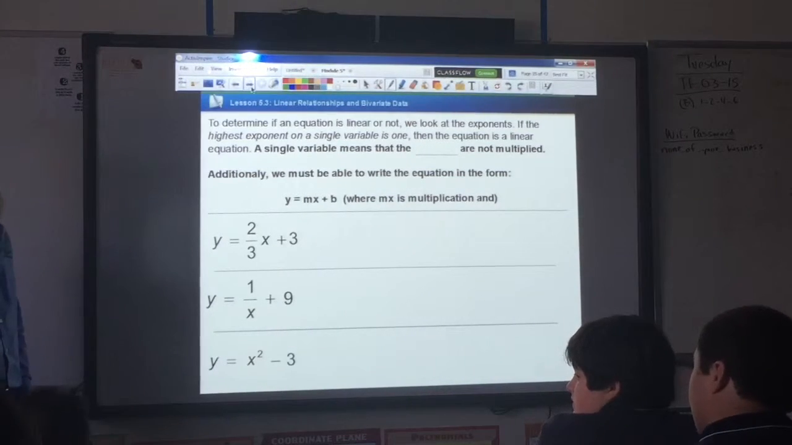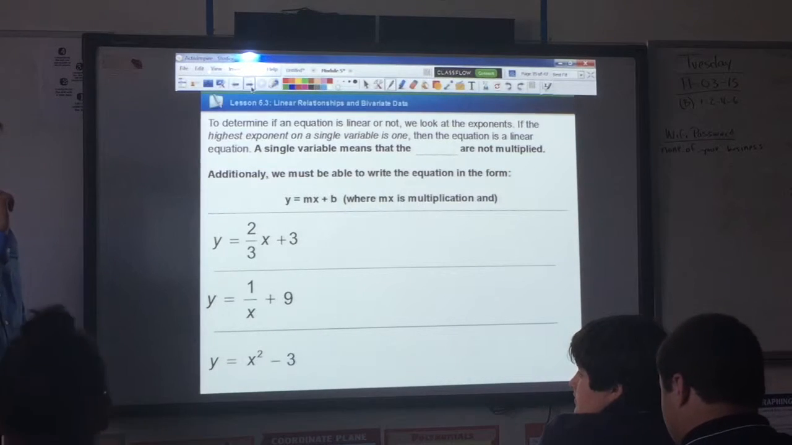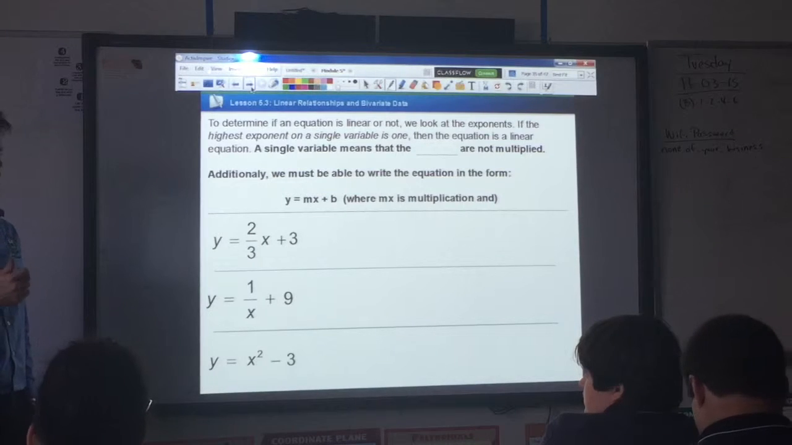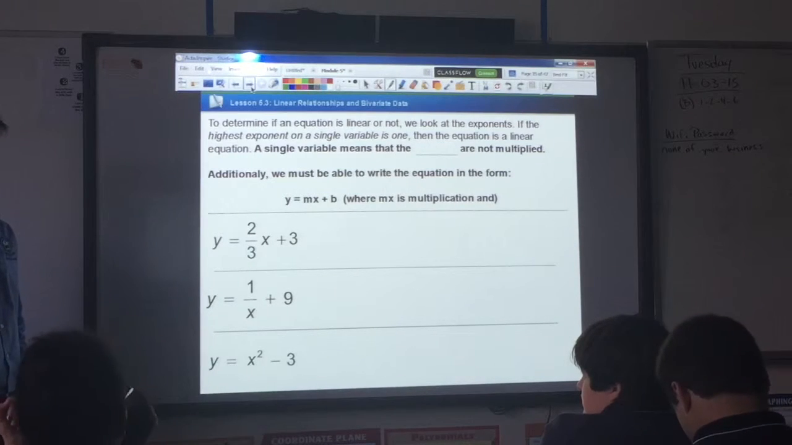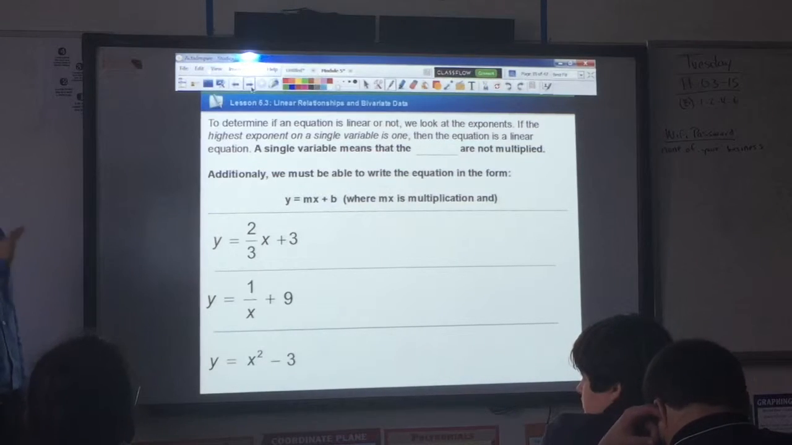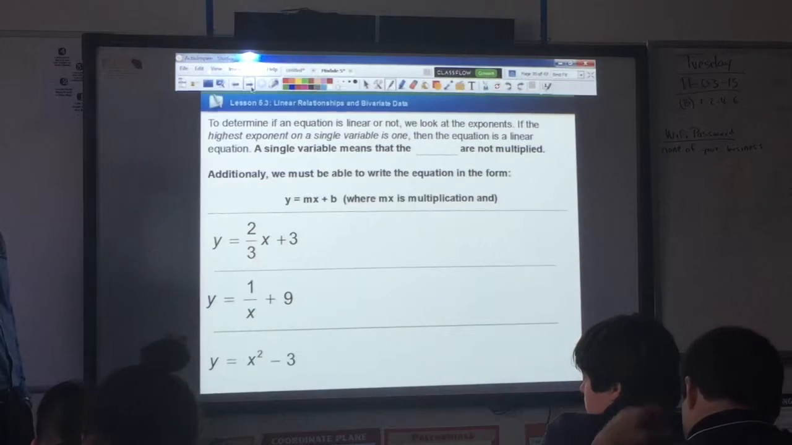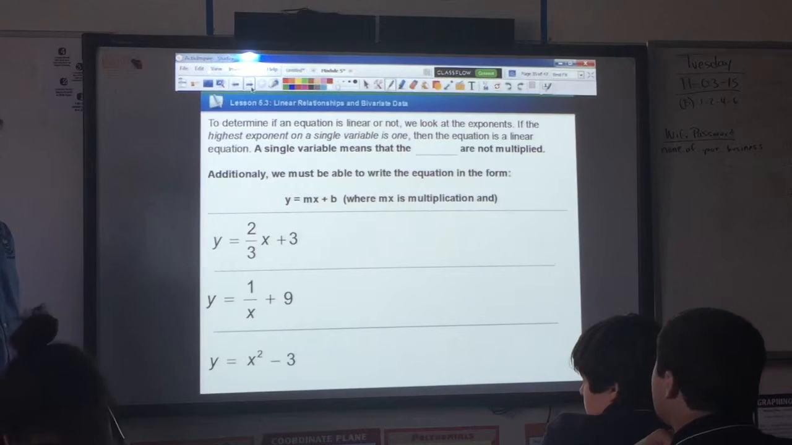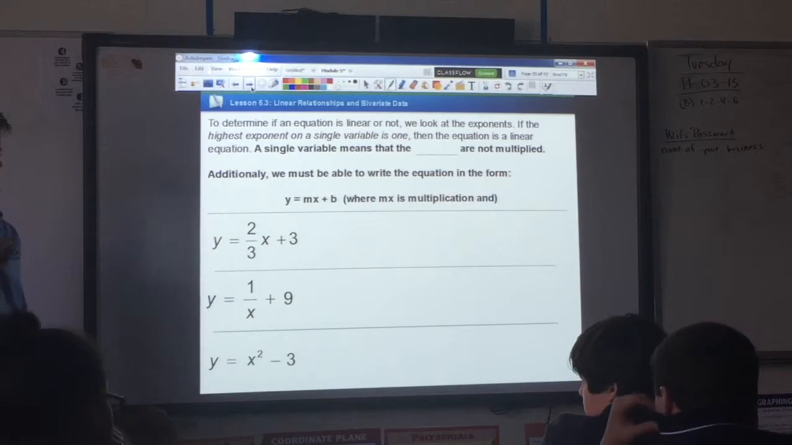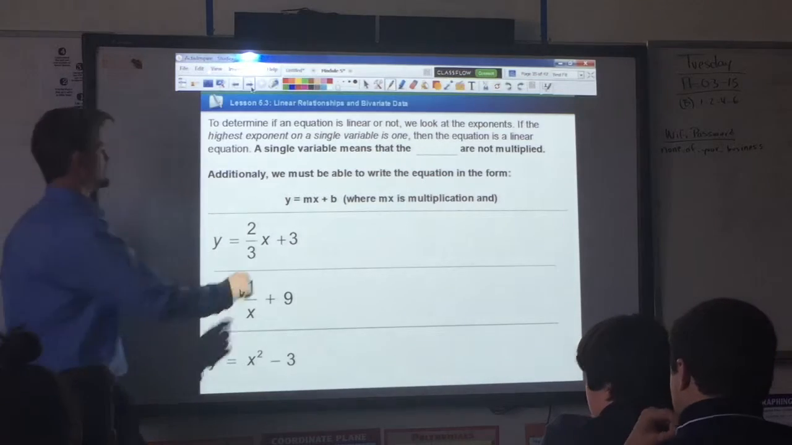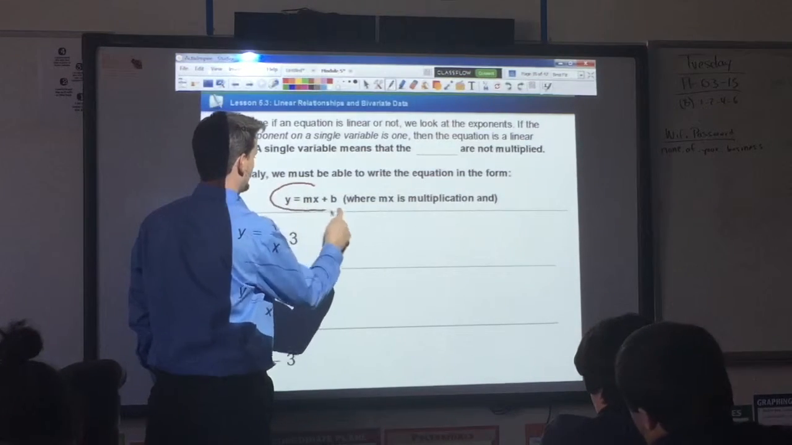Now, to determine whether or not an equation is linear, we're looking for a couple things. 1, it can't have any exponent greater than 1. We know that every number has an invisible exponent. What's that invisible exponent? 1. So we can't have any exponents greater than 1. If we see an exponent greater than 1, that is not a linear equation. Also, you cannot have any equation where the two variables, x and y, are being multiplied by each other. That's not linear. Last but not least, you have to be able to write it in this format.